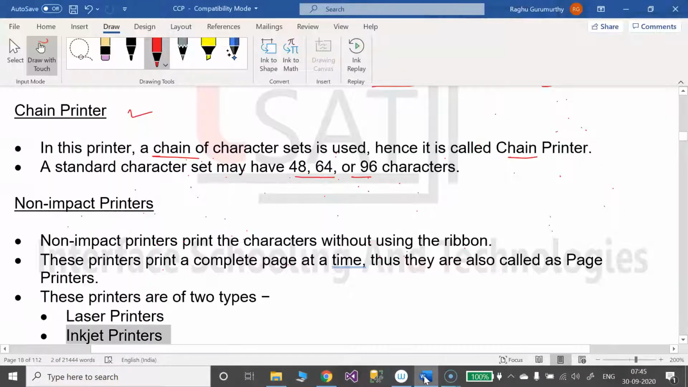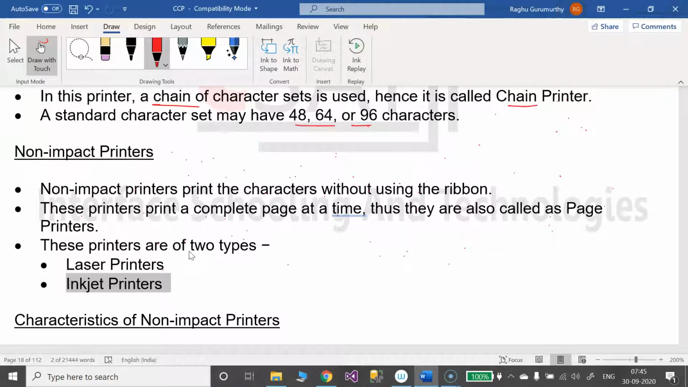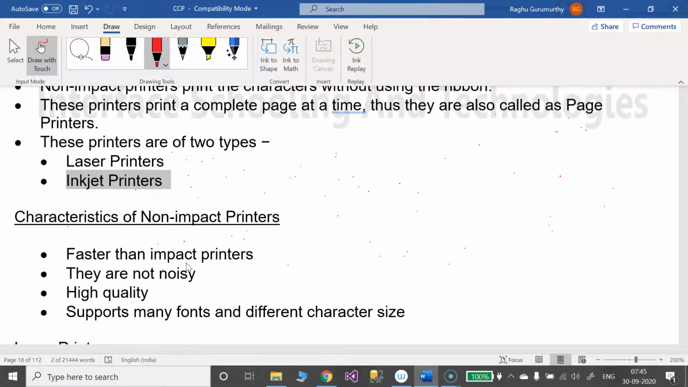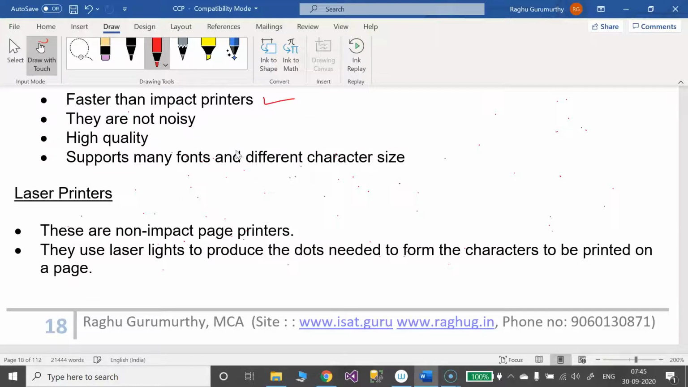So later what we have, non-impact printers. See, here there is no physical touch, there is no striking. Okay, so non-impact printers are of two types: laser printers and inkjet printers. So here the characteristics are, obviously, they are fast, there is no impact, there is no noise, high quality, and they support many fonts and different character sizes.